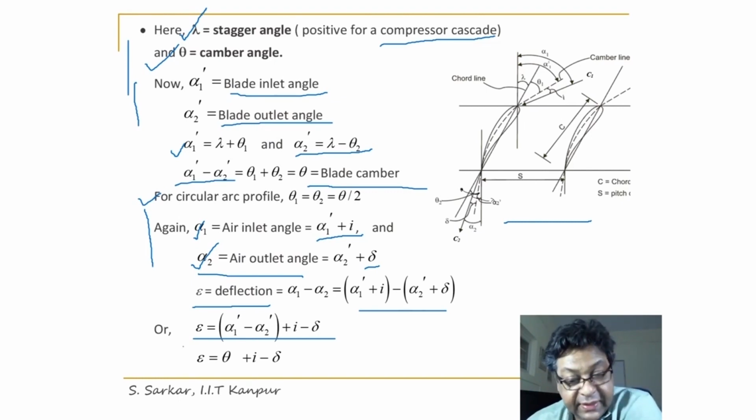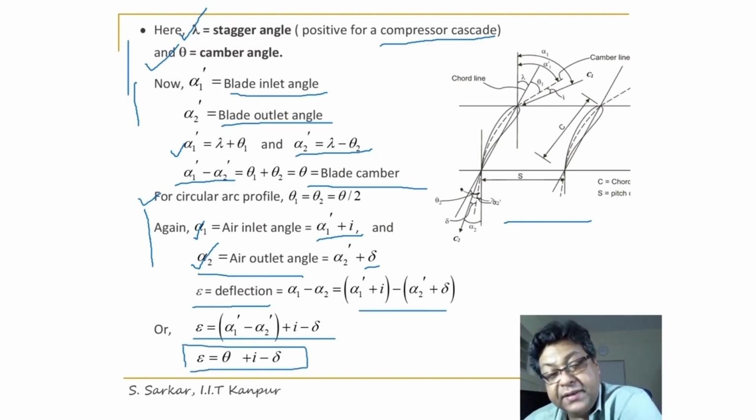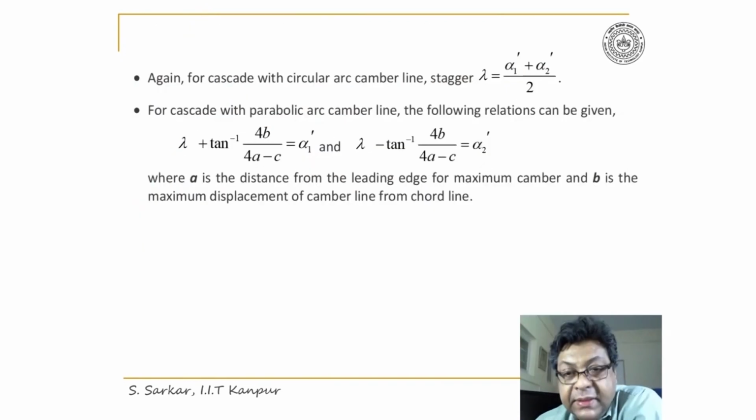That can be stated as theta plus I minus del. So I have given an expression of deflection which can be related to the lift with respect to theta. Theta is the geometric parameter, and I and del depend on the flow conditions, incidence and deviation of flow. Further, stagger can be related with the blade angle.